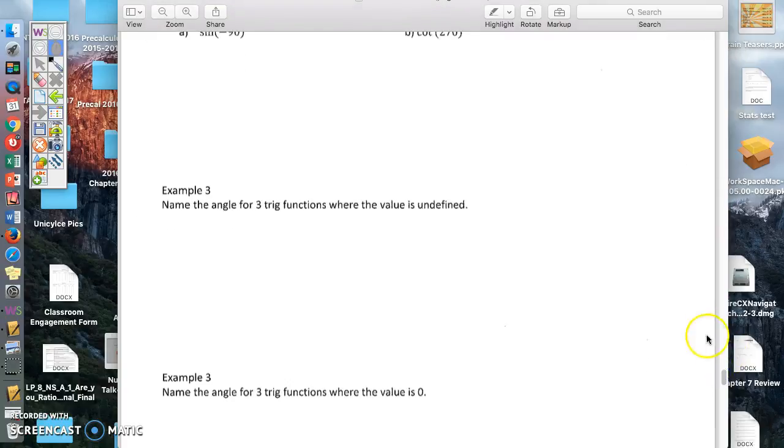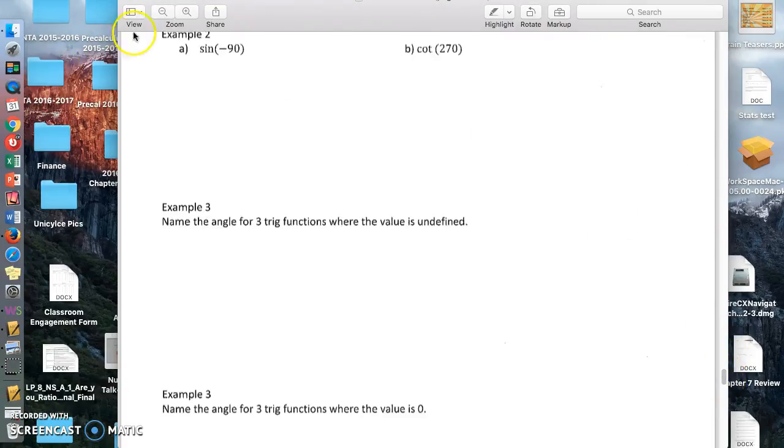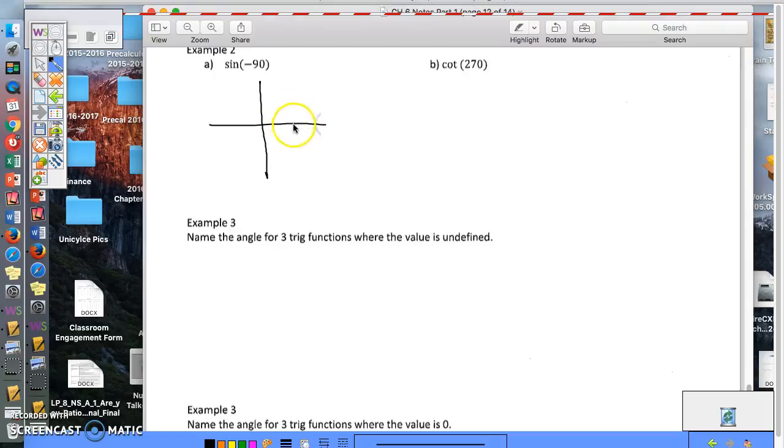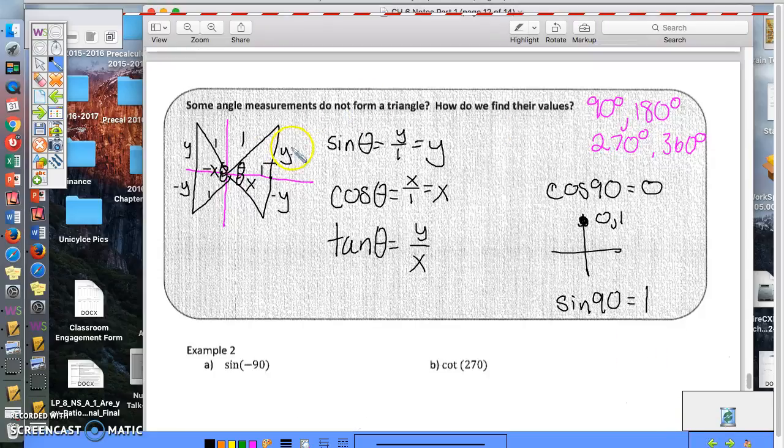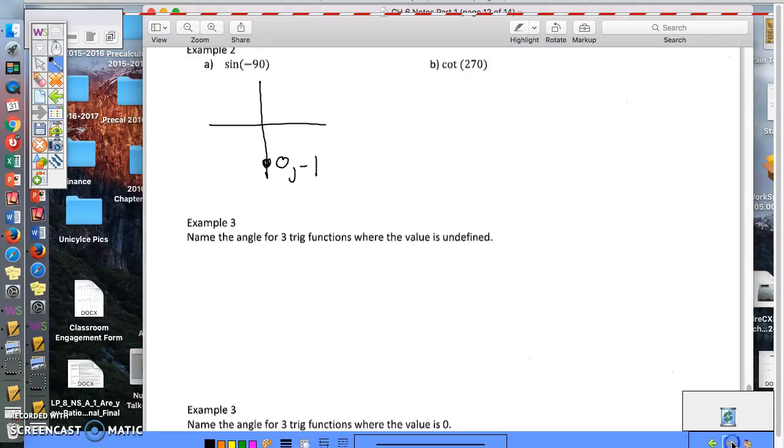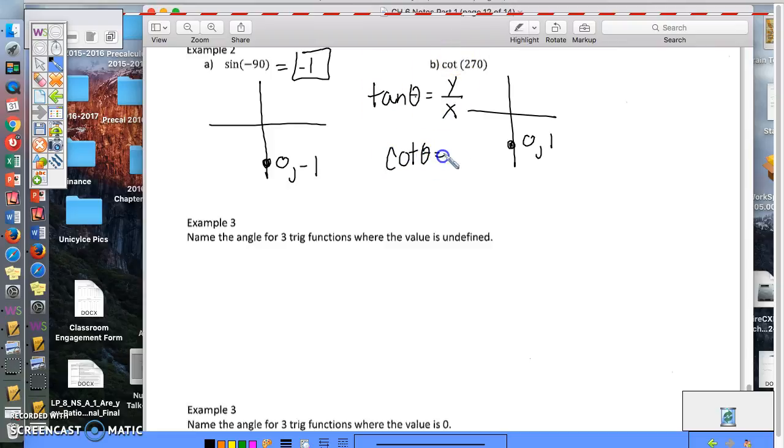So we're going to take a look at a couple of these here. The sine of negative 90, so negative 90 is (0, negative 1). And we know sine, opposite over hypotenuse, so sine is our y value, so it would equal negative 1. Cotangent of 270, well that's right here still, and the tangent is y over x, so our cotangent has to be x over y, so 0 over 1, which is 0.